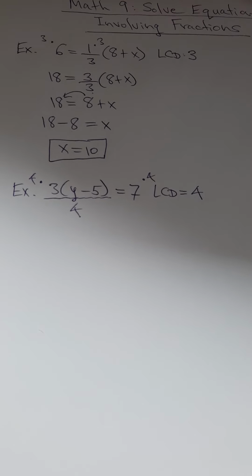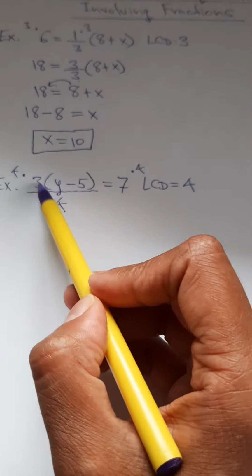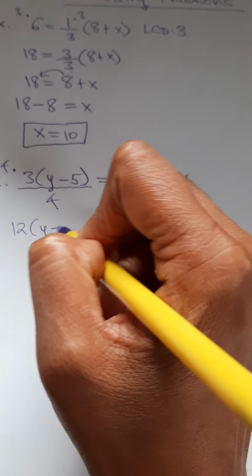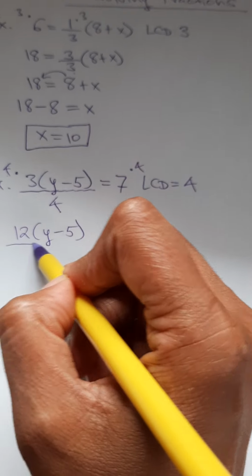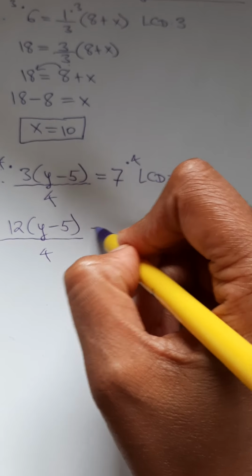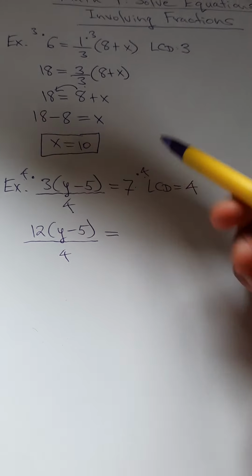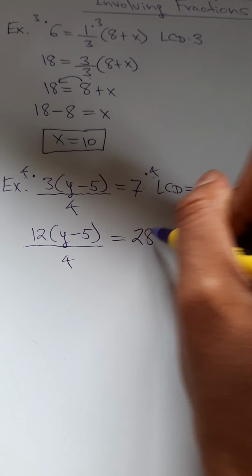Okay, if you look very closely on the left side, we're going to do 4 times 3, which is 12. Let's write one step in between. So I have 12 times y minus 5 divided by 4. And on the right side, we're doing 7 times 4, which is 28.